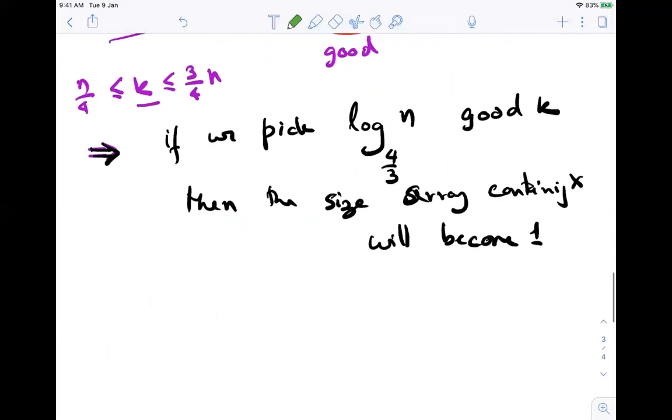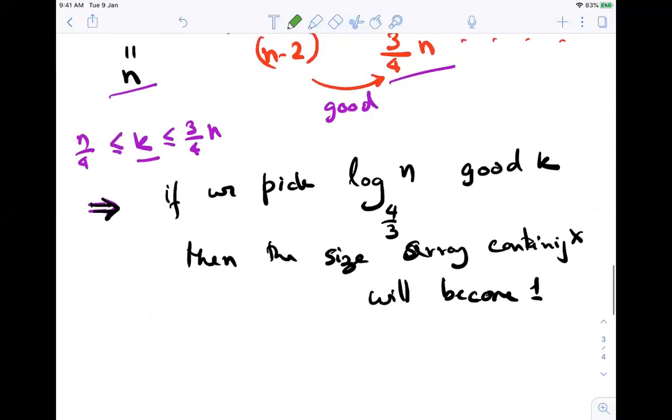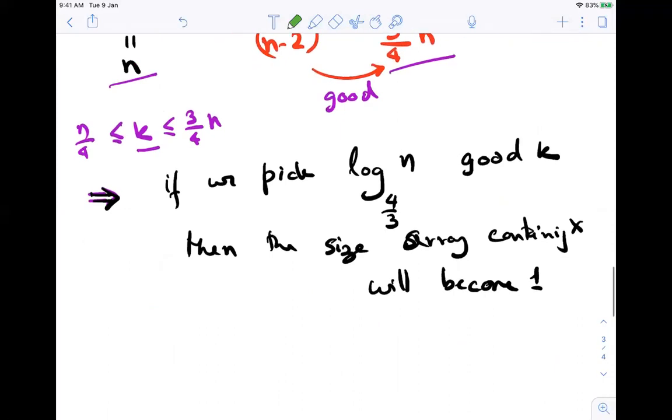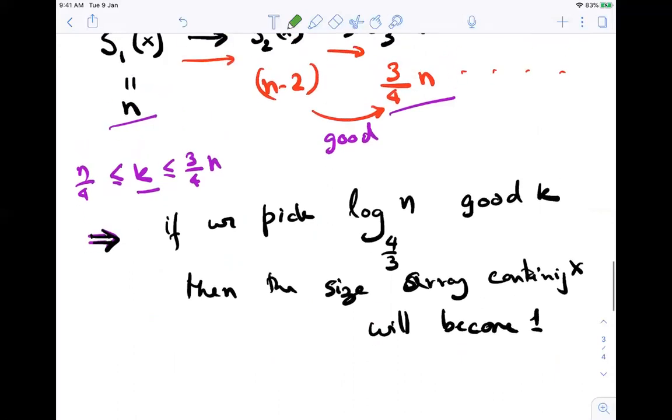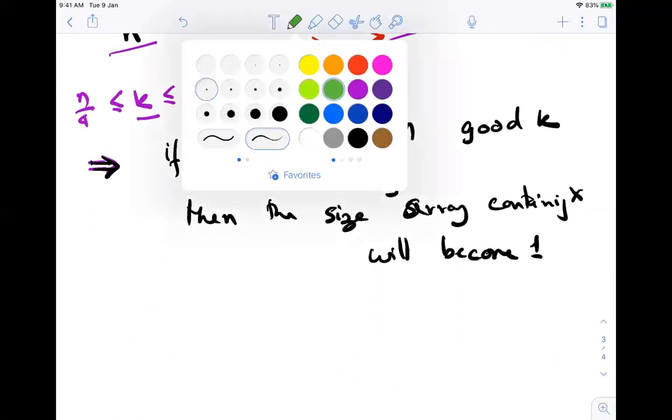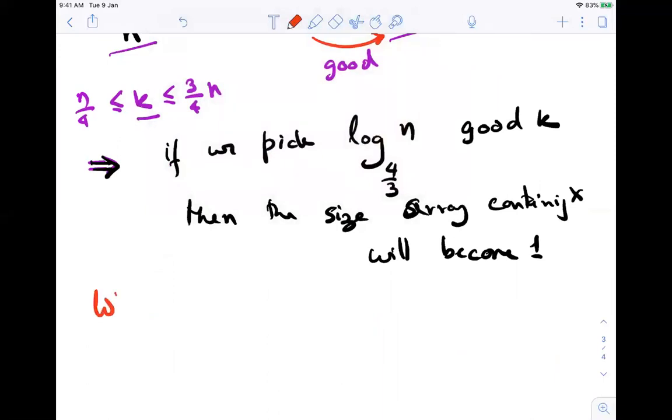So that means how many times does quick sort get applied to an array that contains x? It would be the number of good ones. But what is the probability that K is good?